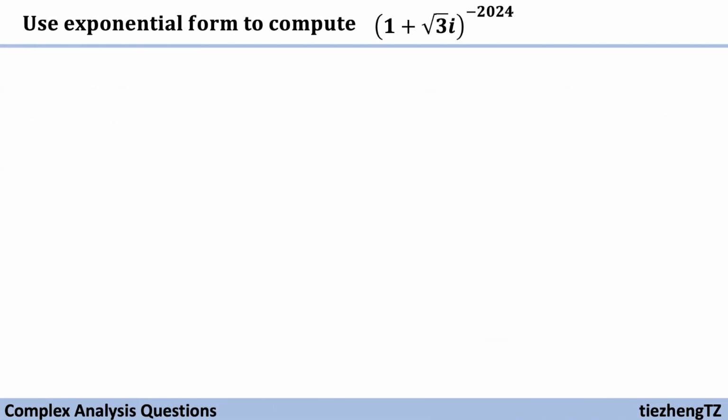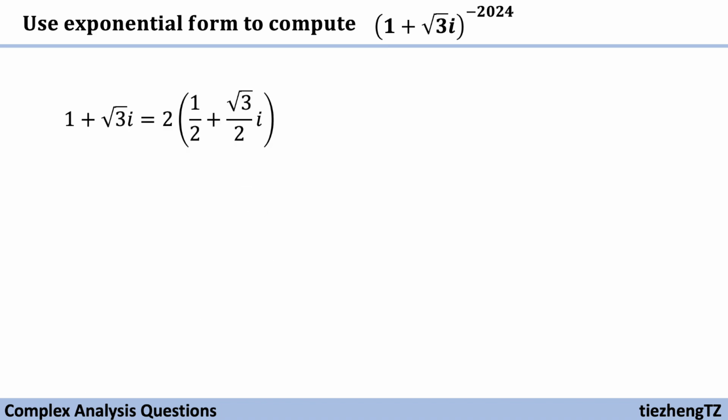This question is to use the exponential form to compute the given function (1 + √3 i) to the power of minus 2024. So very similar to our previous question. This time, the power becomes minus 2024.